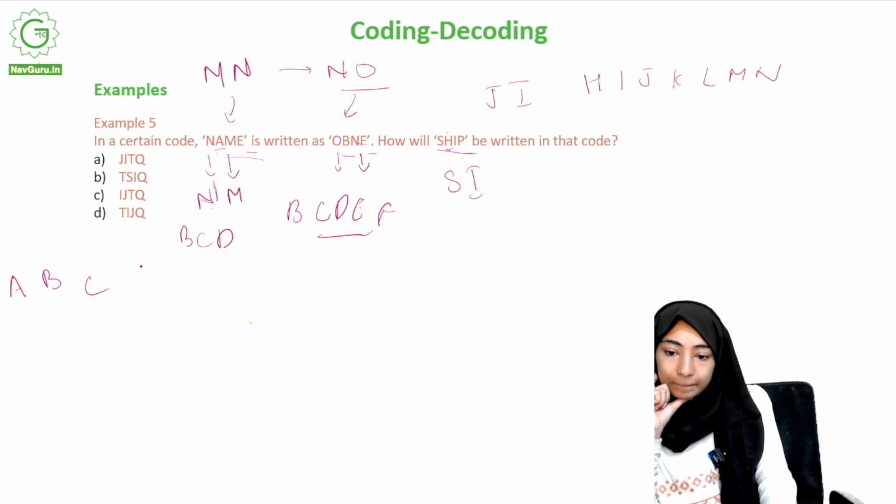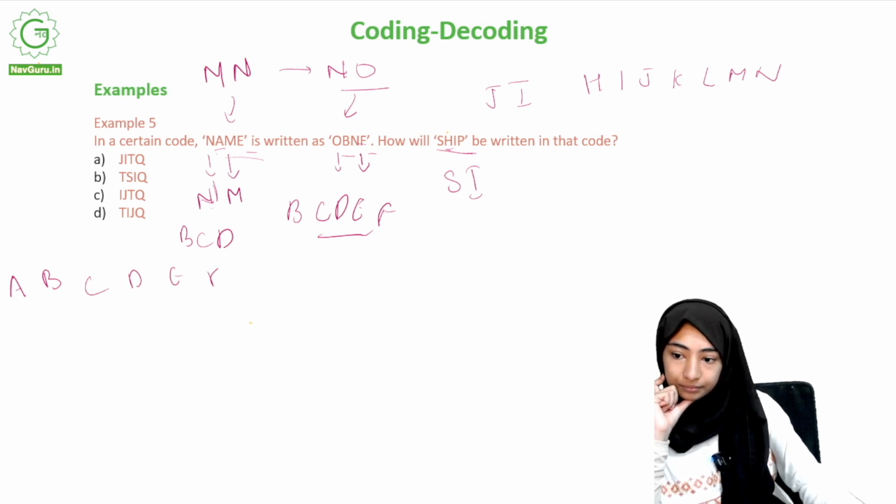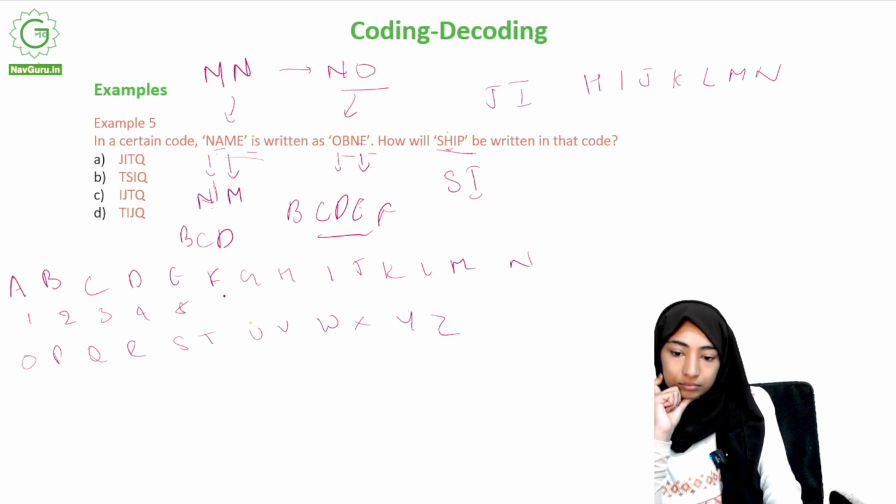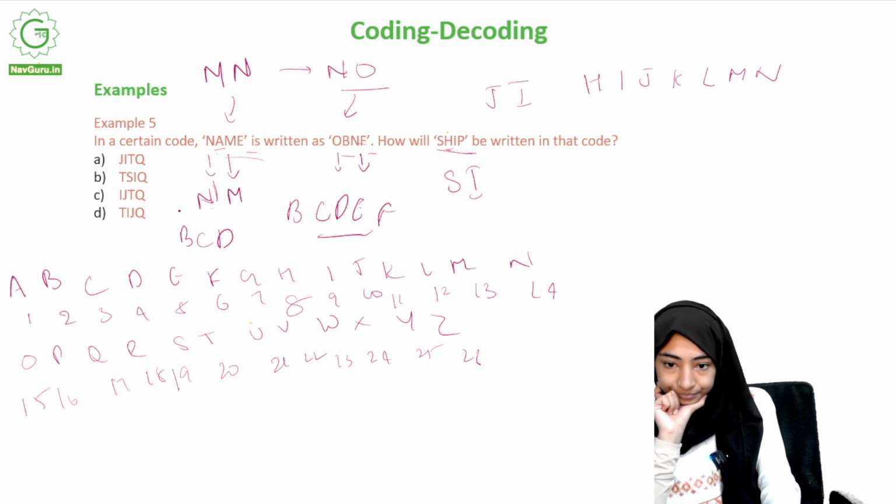Okay, so write the numbers. NAME is 14, 1, 13, 5. What is it written as? 15, 2.